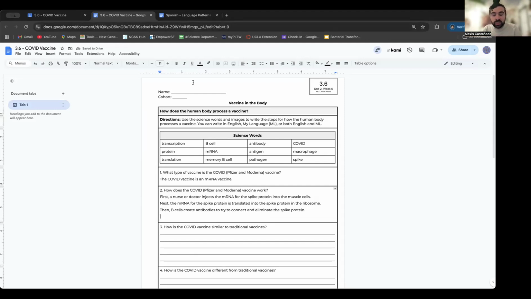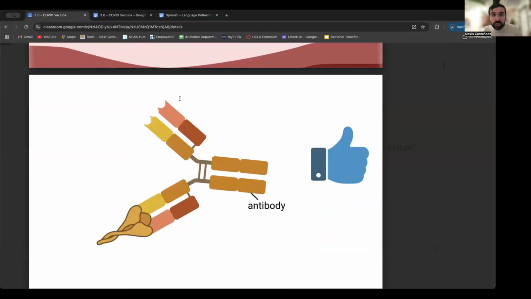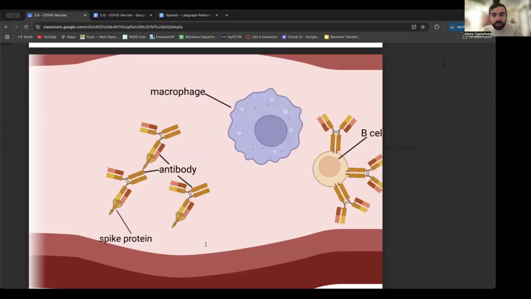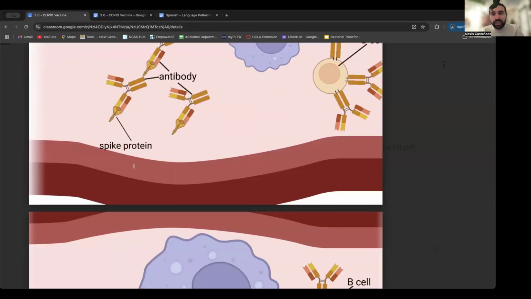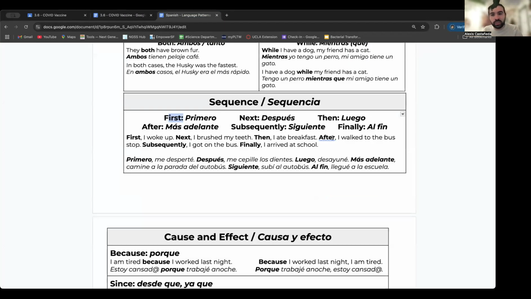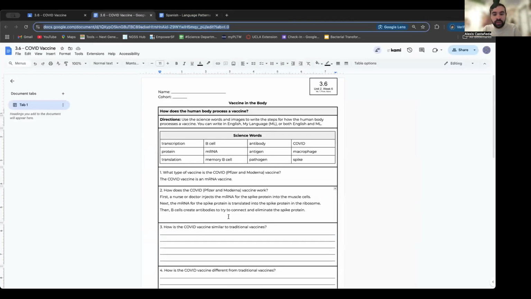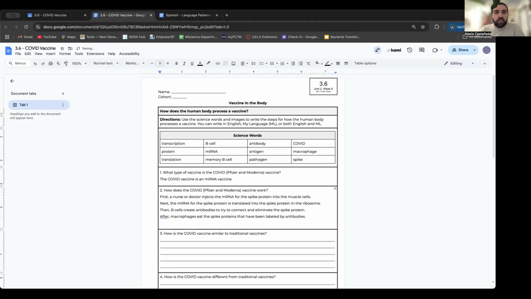Right? Eventually it's successful. So once we've found an antibody that does connect to the spike protein, what we then see, right, is the same process as before. Macrophages come in, they eat up the spike protein, and then we can go. So after, macrophages eliminate or eat the spike protein that have been labeled by antibodies. So we've now gotten rid of that.